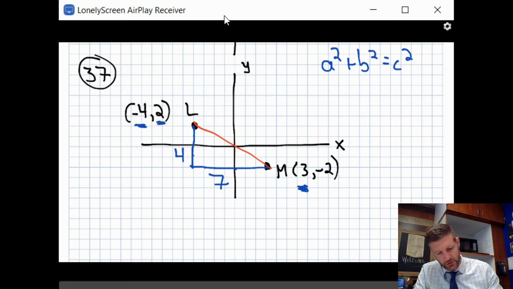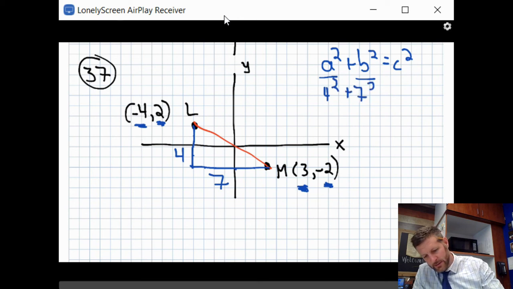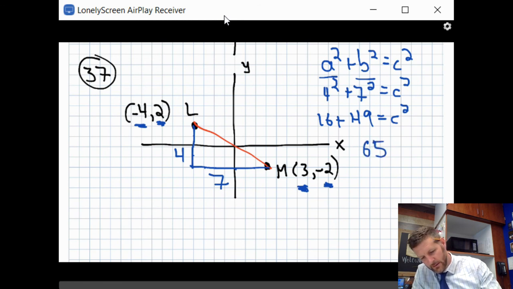What's the difference between the 2 and the -2? Well, I can subtract those. I can see the difference is 4. So whether you do it just with the arithmetic or whether you graph it and do it like I did, counting out the spots, you should be able to find your a and your b. Okay, then just apply the formula. 4 squared plus 7 squared is equal to c squared. So that's 16 plus 49 is equal to c squared. That's going to add up to 65, I think, equals c squared.